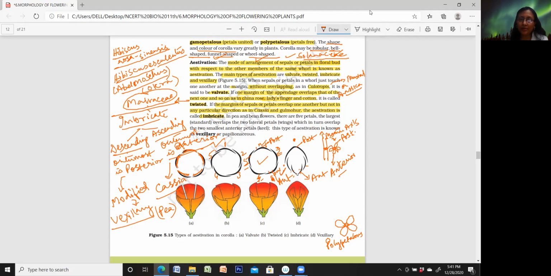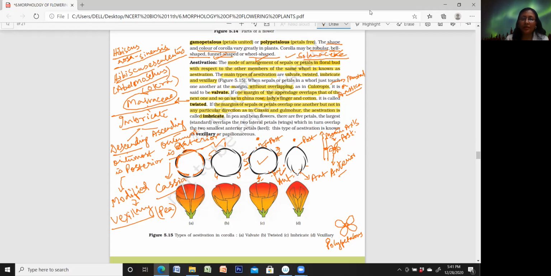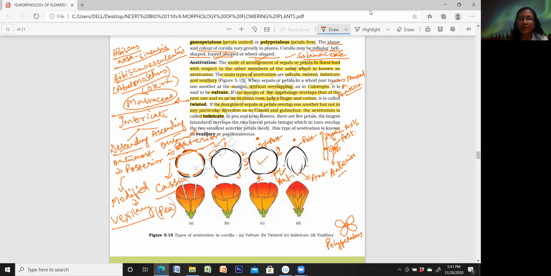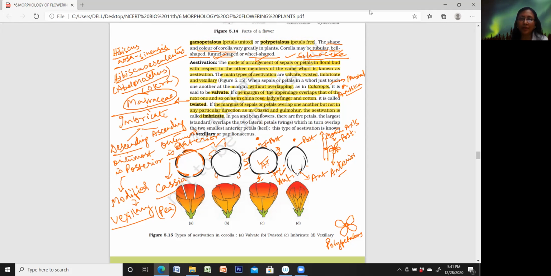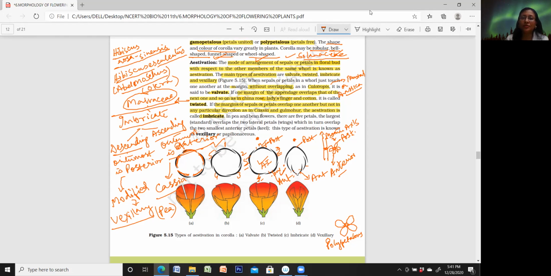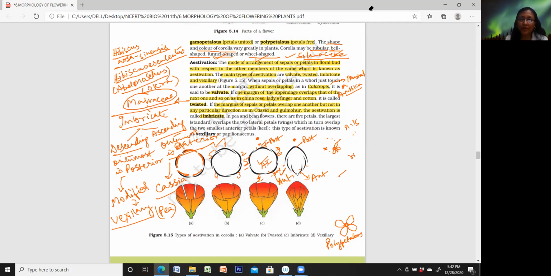But let us keep it here and let us call this ascending imbricate. Okay. Descending imbricate, which is modified into vexillary. So we have to understand this fourth one, this diagram, which is for the pea. I already told you, papilionaceous corolla. Now what happens in this one, we have to understand. So let's see.